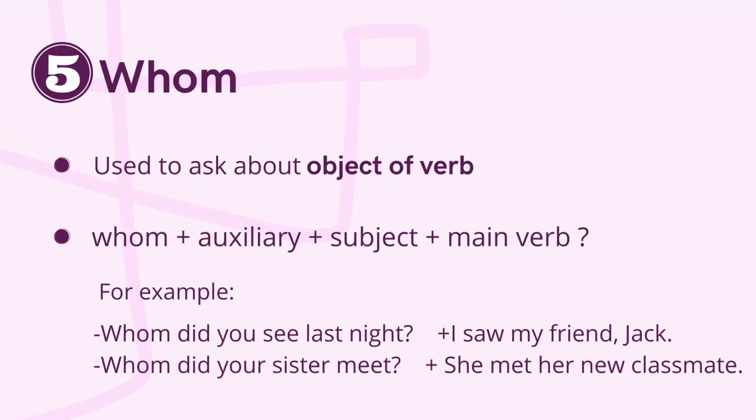Number 5 is whom. It is used to ask about the object of the verb. For an example, who did you see last night? You can reply, I saw my friend Jack. Or, whom did your sister meet? She met her new classmate. In these answers, my friend and her new classmate is the object of our verb. So we can use whom in the beginning of our question.